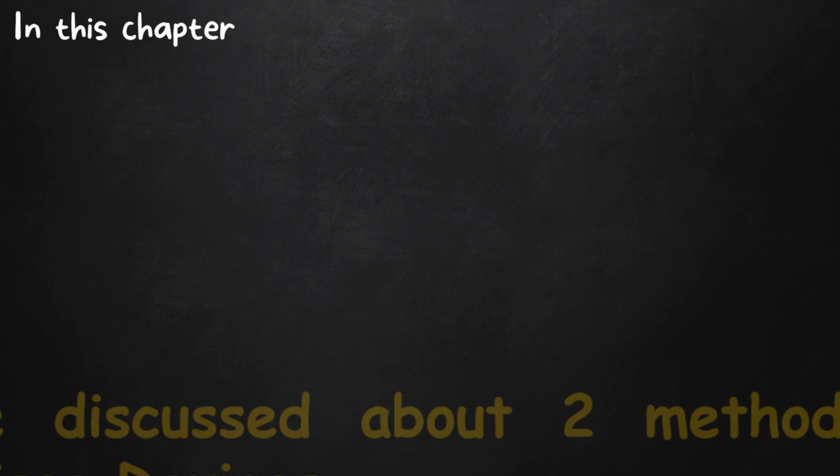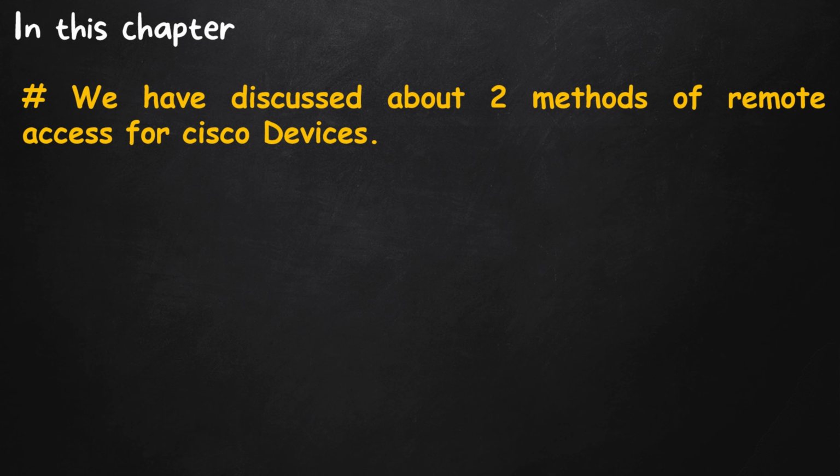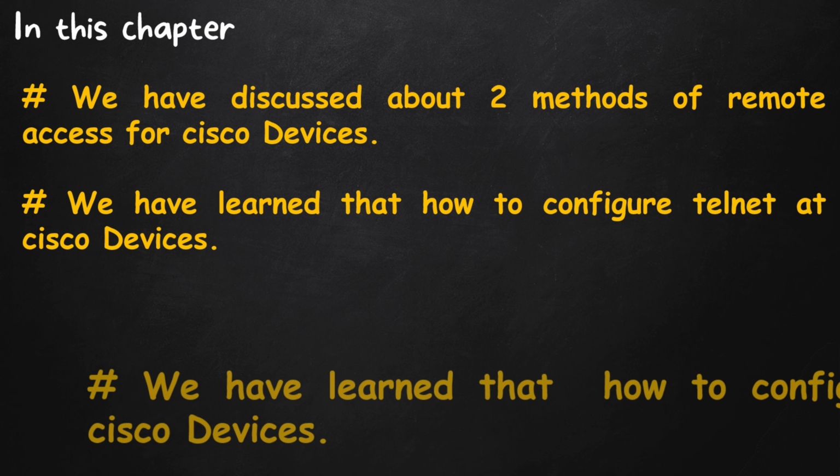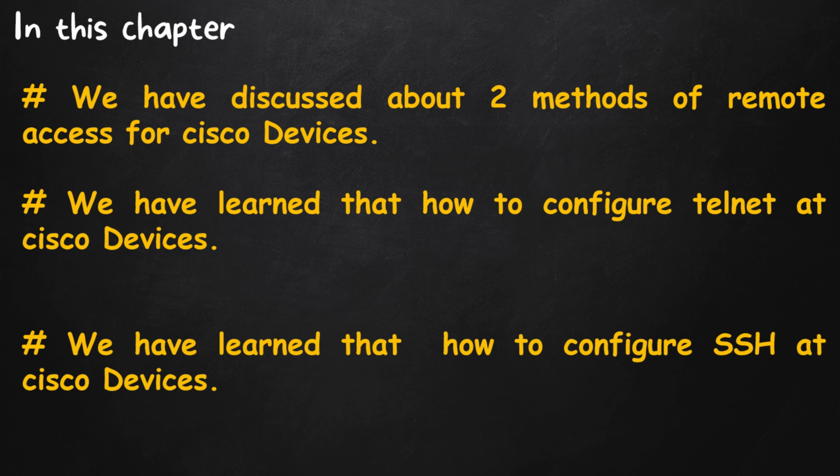So in this chapter, we have discussed two methods of remote access for Cisco devices. We have learned how to configure Telnet on Cisco devices. And we have learned how to configure SSH on Cisco devices.